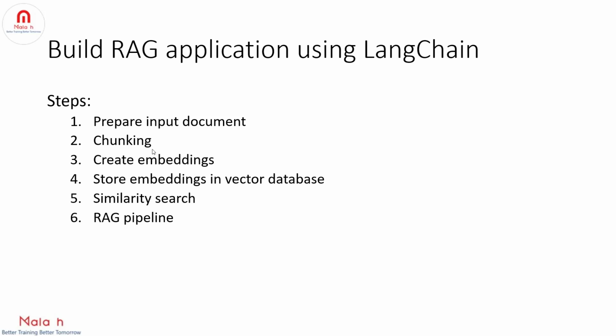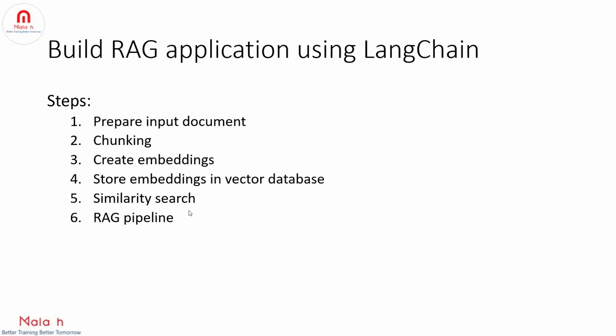Once we chunk the input document, the data will be in text format. And we know LLMs cannot understand text; LLMs can understand only numbers, right? That is the tokens. So that is the reason we are trying to create embeddings for the input document chunks. And the next step is storing those embeddings in the vector database.